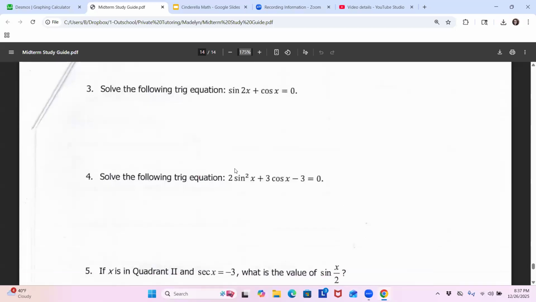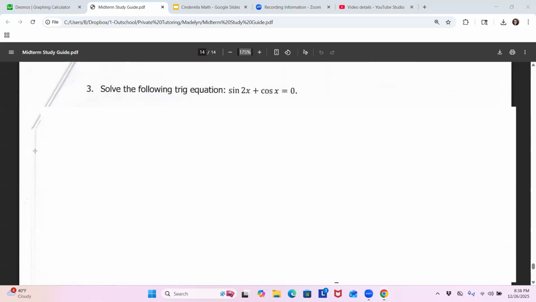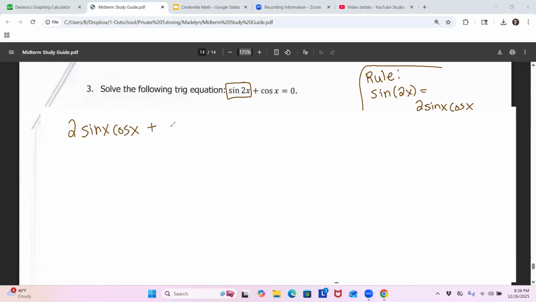Last page. Solve the following. Oof. Okay, so you're going to go on your cheat sheet and you're going to go to the double angle identities. See how this is sine of 2x? Go to double angle identities. And this is just a rule. And again, you usually don't have to memorize this. Usually you are given a formula sheet. Sine of 2x is 2 sine x cos x. So let's change that. So 2 sine x cos x plus cos x equals 0.